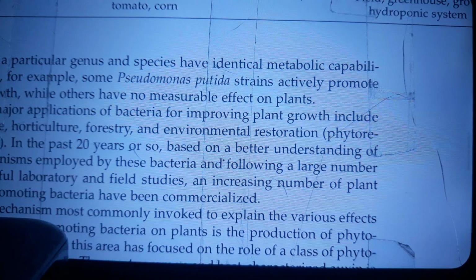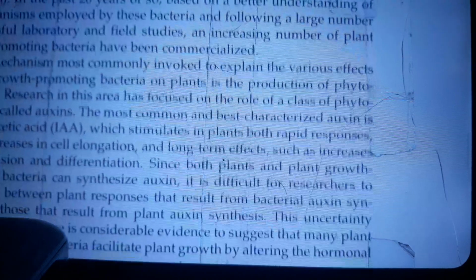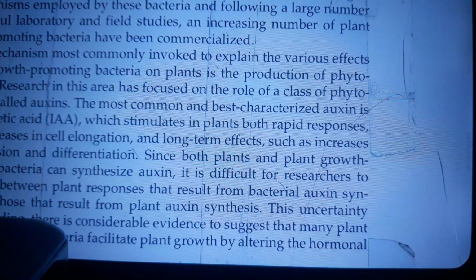The major applications of bacteria for improving plant growth include agriculture, horticulture, forestry, and environmental restoration, phytoremediation. In the past 20 years or so, based on a better understanding of the mechanisms employed by these bacteria, and following a large number of successful laboratory and field studies, an increasing number of plant growth promoting bacteria have been commercialized.